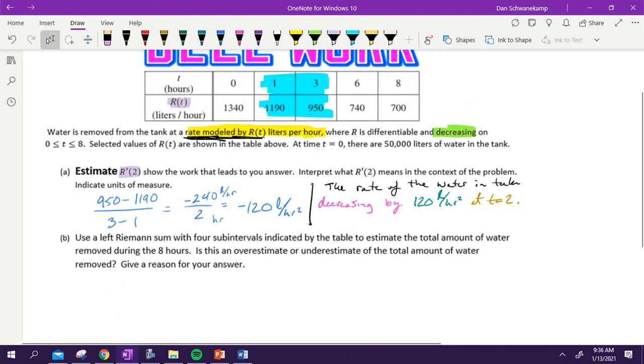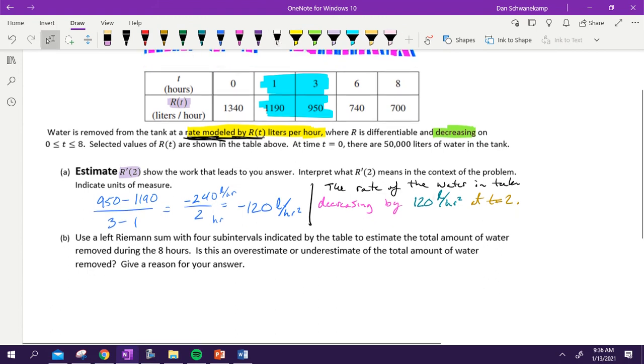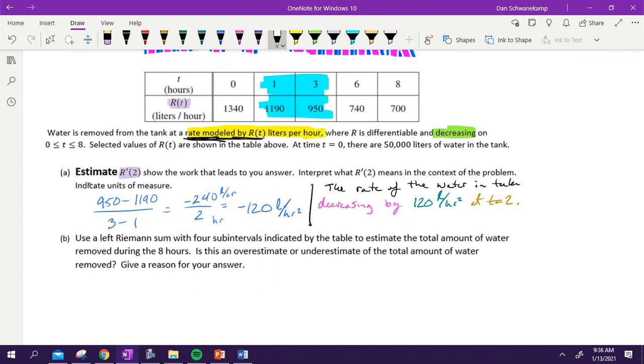The second one says they use a left Riemann sum. Okay, we're using a left Riemann sum to estimate the total amount of water removed during that 8 hours. So we are trying to interpret what this is. The integral from 0 to 8 of R of t dt. We are using 4 subintervals. How many numbers do I need to use if I'm doing 4 subintervals? Hey, I got that. I got 5 numbers.